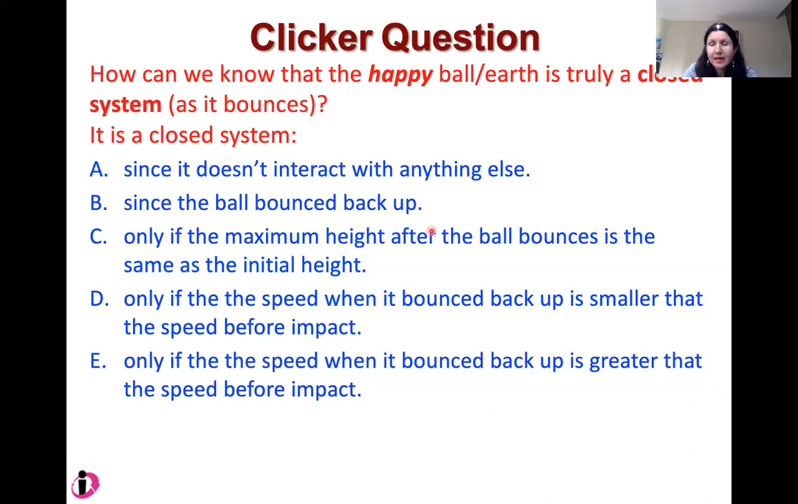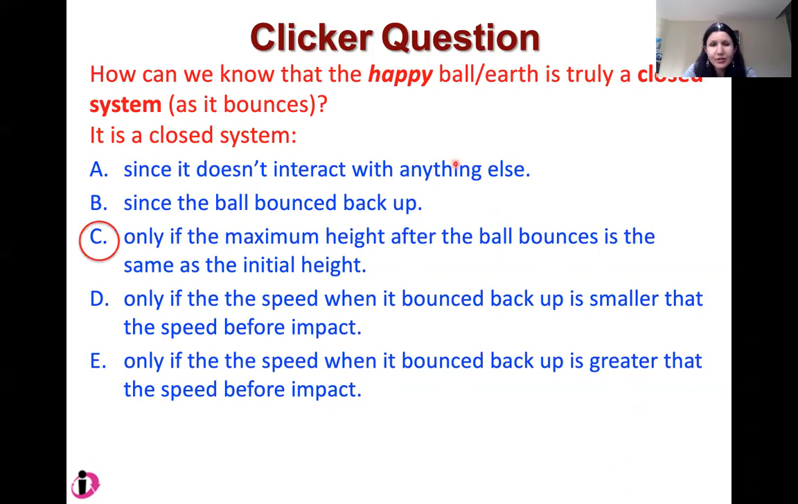The ball bounced back up. Is that what tells us it's a closed system? Only if the maximum height after the ball bounces is the same as the initial height. Only if the speed when it bounces back is smaller than the speed before the impact, or only if the speed when it bounced back up is greater than the speed before the impact. So think about this in terms of conservation of energy. All right, so let's see.